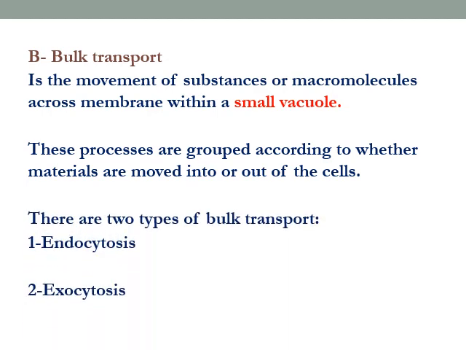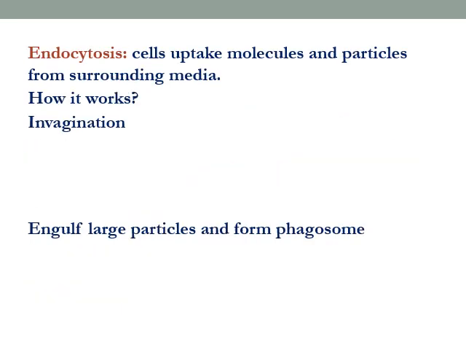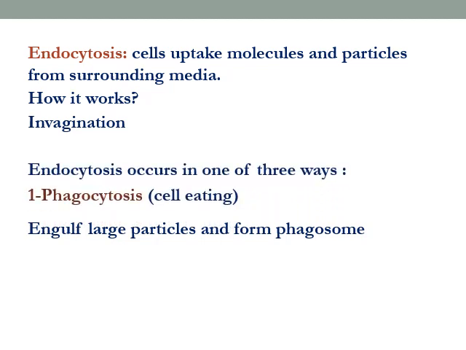Endocytosis and Exocytosis. Endocytosis. In endocytosis, cells uptake molecules and particles from surrounding media by invagination. Endocytosis occurs in one of three ways: phagocytosis, pinocytosis, and receptor-mediated endocytosis.